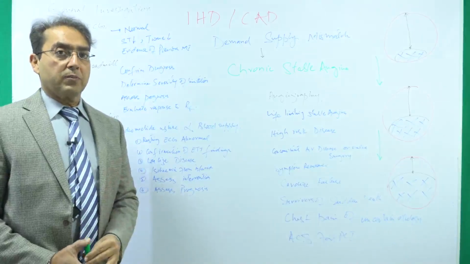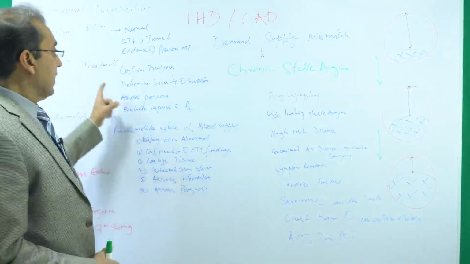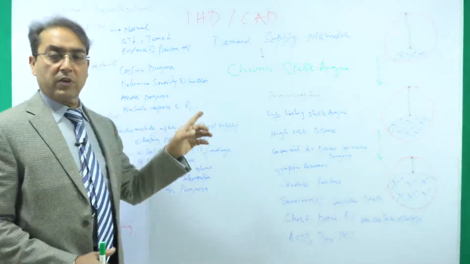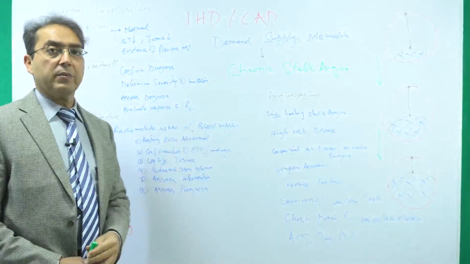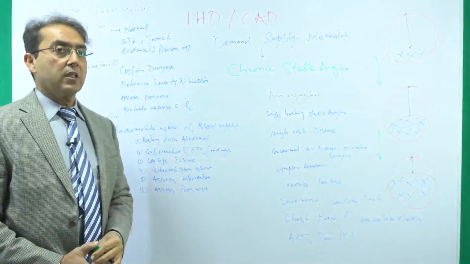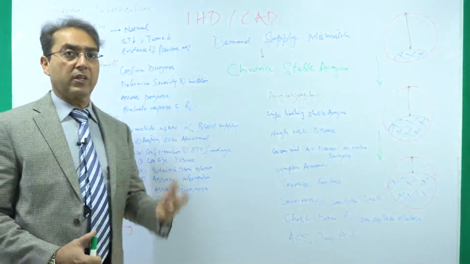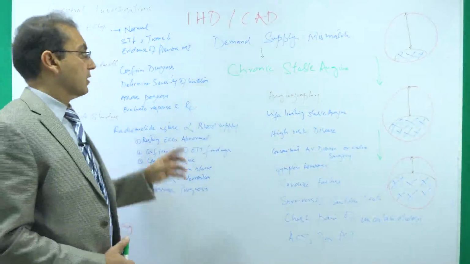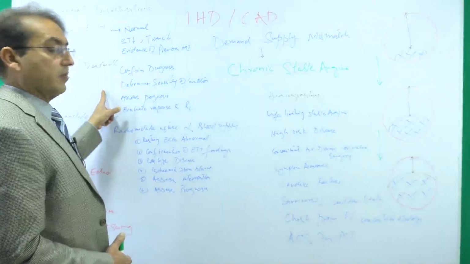If the patient develops ST segment depression of more than 1 millimeter, measured 80 milliseconds after the J point, this is significant. Or if the patient starts having characteristic pain, we stop the test and this test is labeled as positive.